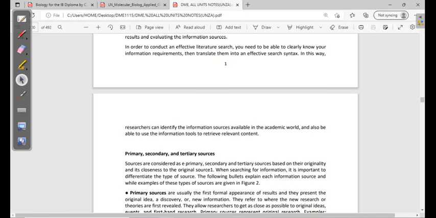In this way, researchers can identify the information sources available in the academic world and also be able to use the information tools to retrieve relevant content. So what we are saying here is, when you are conducting a literature research, for example, you want information on a certain subject, you need to know what information requirement you have. So what do you want to know about this kind of subject?